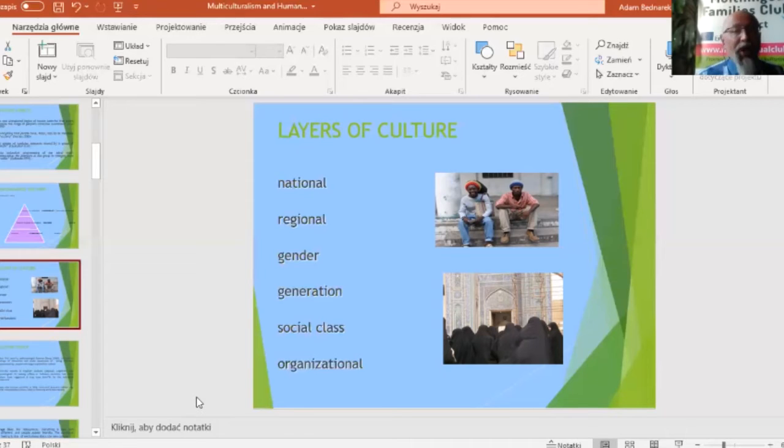gender, generational, social class cultures, organizational cultures, so the way that we perform in certain organizations. We call it our school culture, our workplace culture, all different types of layers. And all of that connected by this unique human ability to communicate via speech, which then comes out of the languages. So this already should give you some idea of how multilingualism in effect leads to multiculturalism.